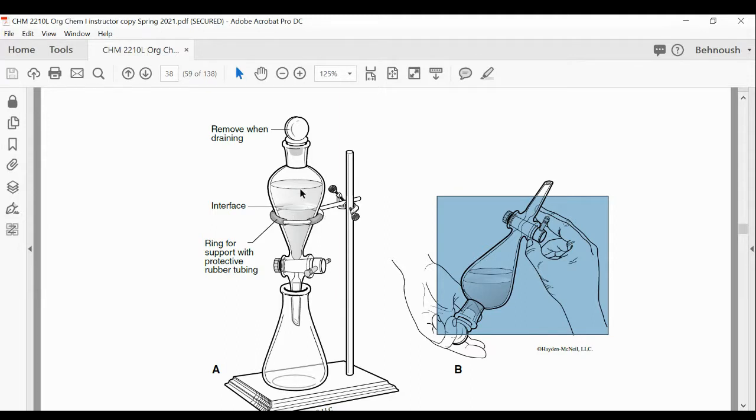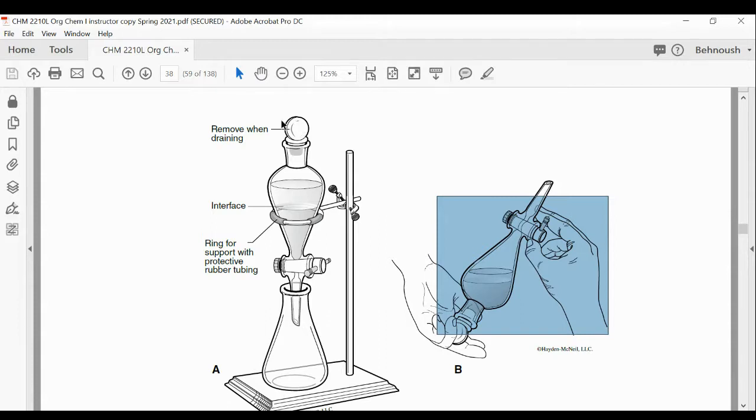Proper size depends on the size of the separator funnel. You take the cap off. Why do you have to take the cap off before you open the stopcock? Because if you leave the cap on, it's going to build a vacuum, and when you open this, the liquid doesn't come out. You might see a drop coming out, but that's not what you want. You want to separate the 2 layers smoothly.